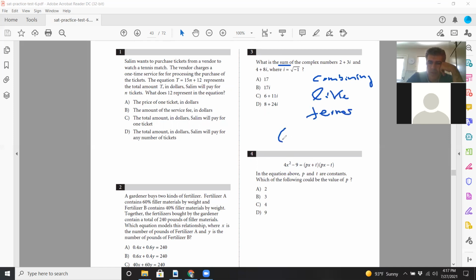So 2 plus 4 is 6. 3i plus 8i is 11i. That's it. Just get C. So again, they do some questions with complex numbers, but they do keep it pretty easy, you know. So that's that one.